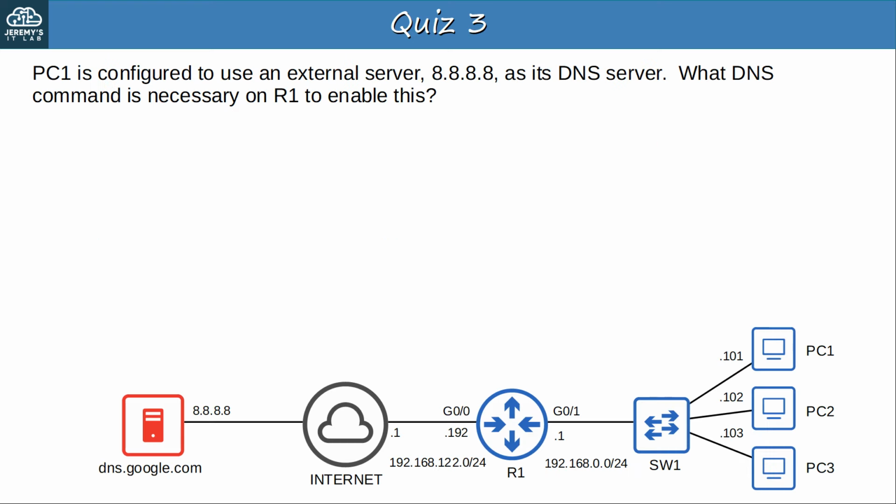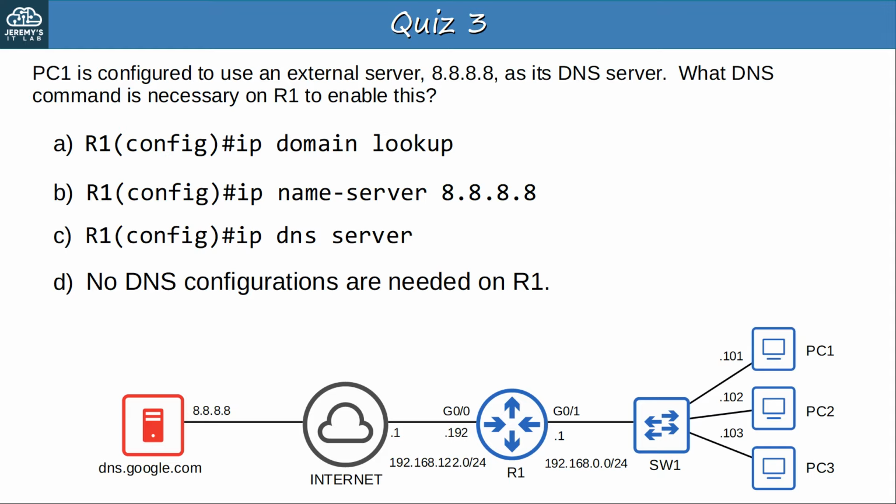PC1 is configured to use an external server, 8.8.8.8, as its DNS server. What DNS command is necessary on R1 to enable this? Here are the options. Pause the video to think about the answer.